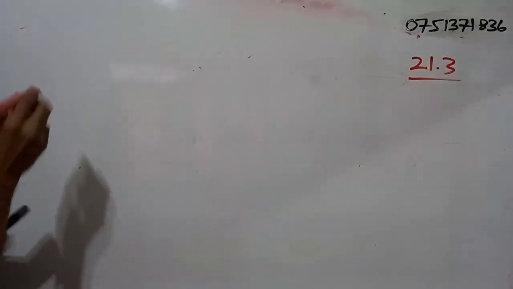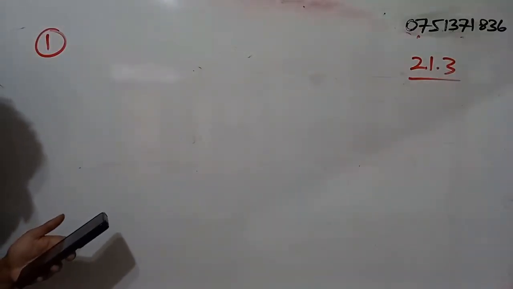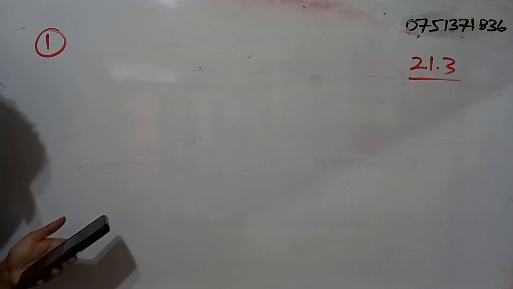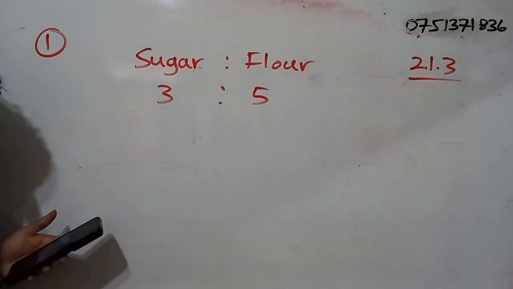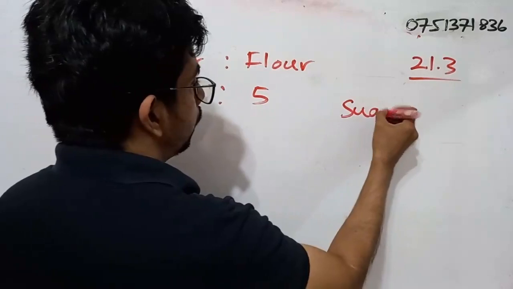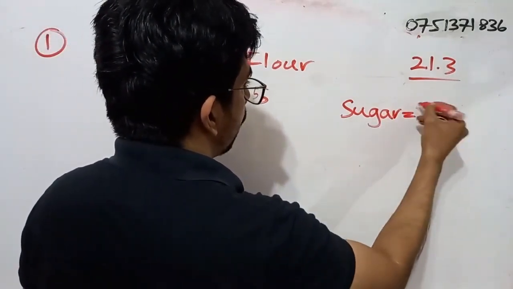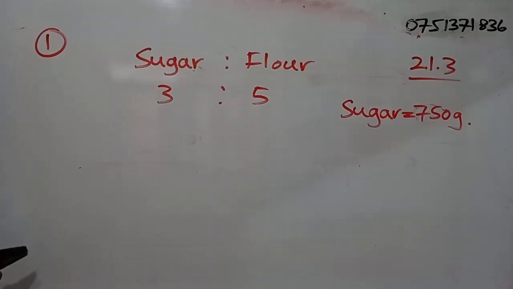Right. Exercise 21.3, question number 1. Sugar and flour were mixed in the ratio 3 to 5 to prepare a mixture of sweetmeat. If the mass of sugar used was 750 grams, find the total mass of the sweetmeat mixture.